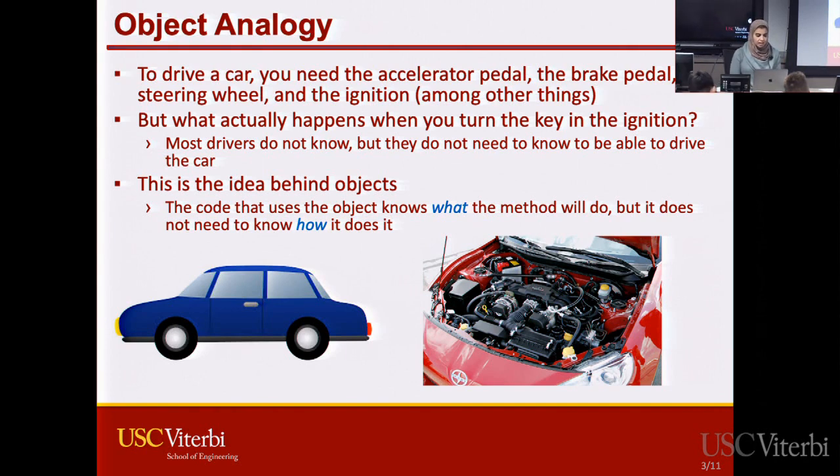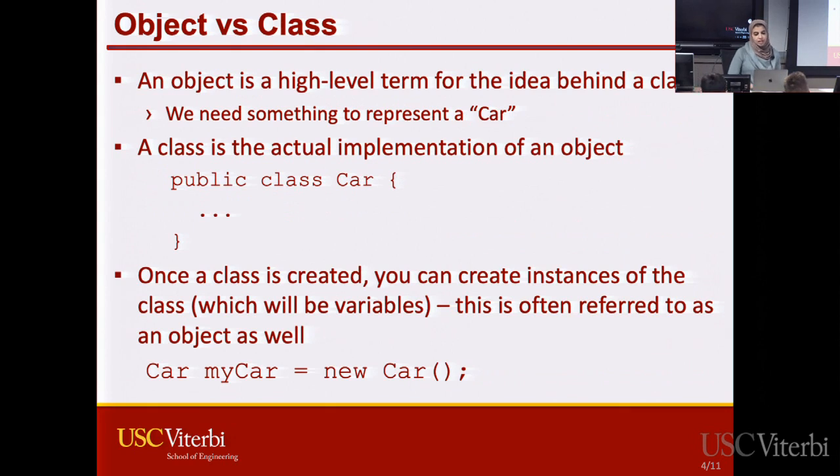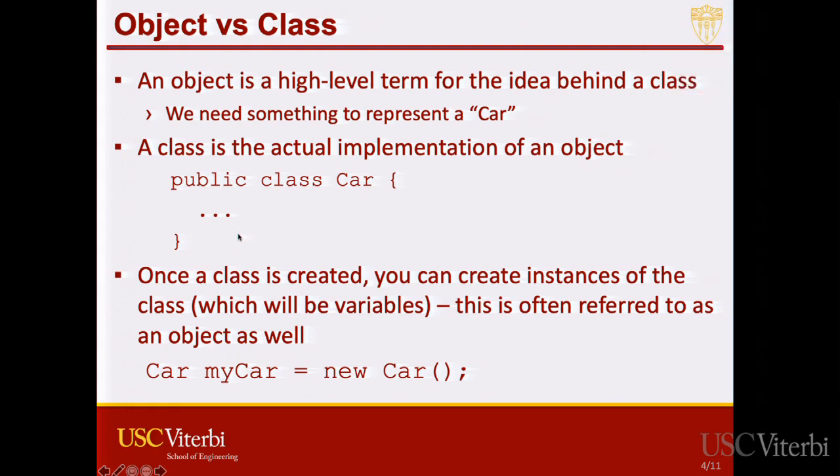This is the idea behind objects. The code that uses the object knows what the method will do, but it doesn't need to know how it does it. So an object is a high-level term for the idea behind a class. We need something to represent a car, and we create a class. A class is the actual implementation of an object. So this is the way we create a class: public class, then the class name. You can think about the class as a template or a blueprint.